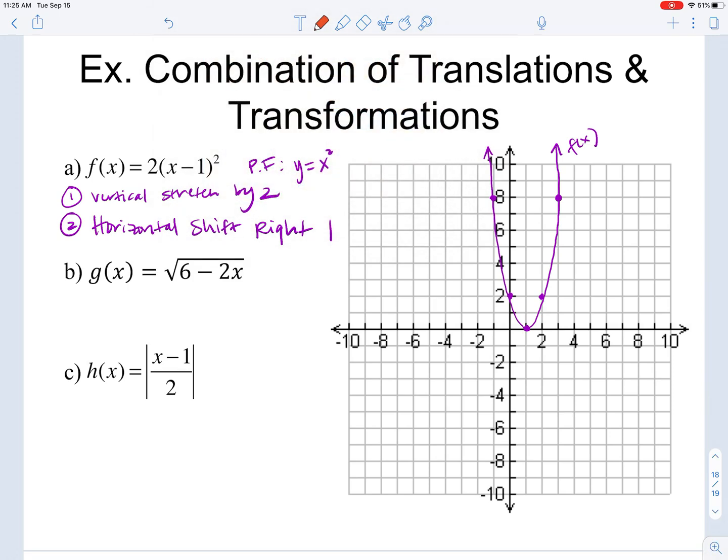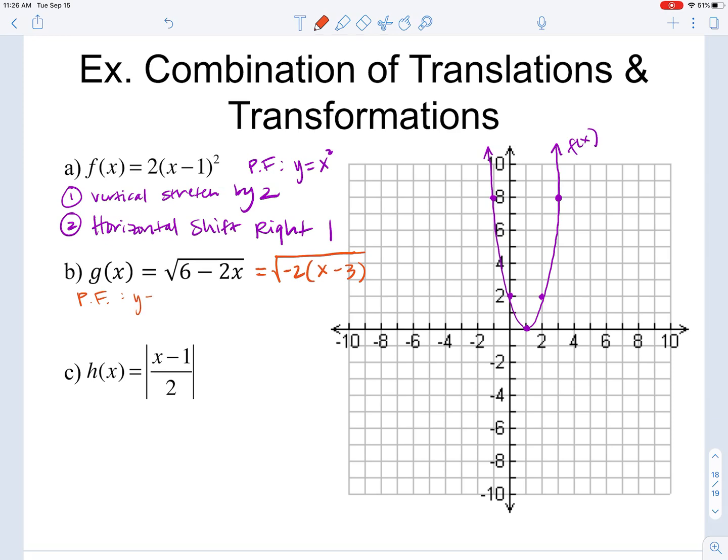And I'll switch colors. We'll go orange for g of x. Now g of x has to be rewritten. Remember how I mentioned this in the last video. If x is being multiplied by anything other than positive 1 and there's a horizontal shift, you need to factor out whatever x is being multiplied by in order to see the actual horizontal shift. So in this case, we would want to factor out negative 2 underneath the radical, which would leave us with negative 2 times the quantity x minus 3.